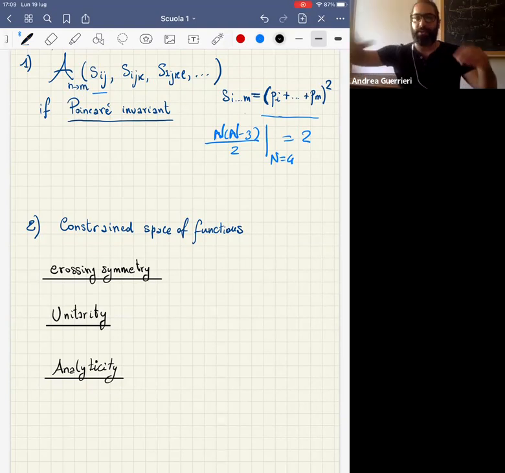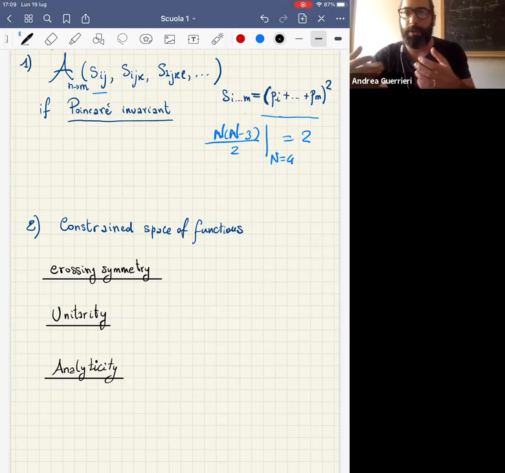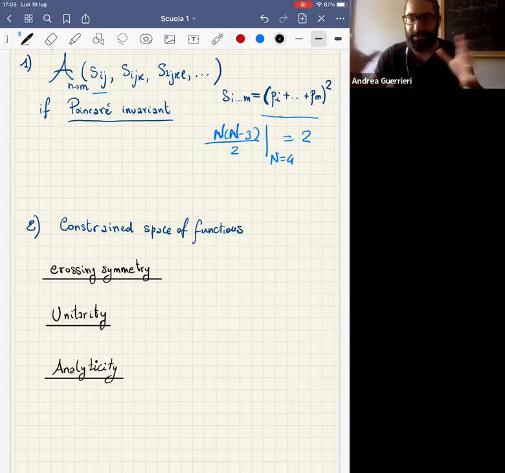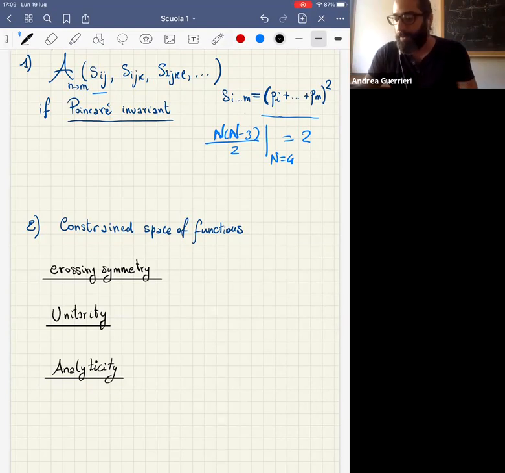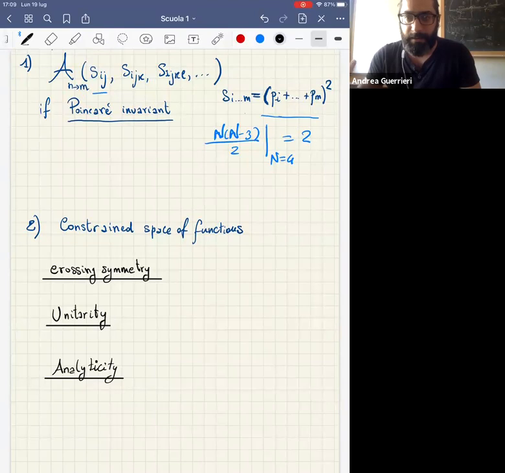This space of functions that depend on these variables, depending on the problem, we need to specify. There is not really a generic way to classify them. You can define them in many different ways. But these functions that depend on these variables that are Poincare-Lorentz invariant, the space of functions is constrained. And it's constrained by the physical requirements that we also use in the conformal bootstrap, right?